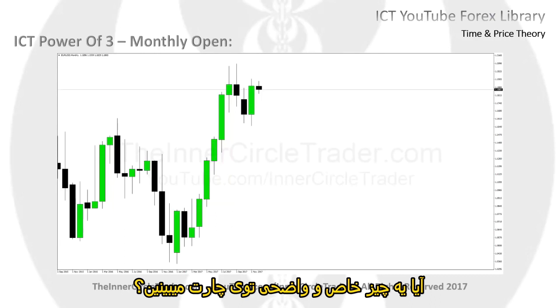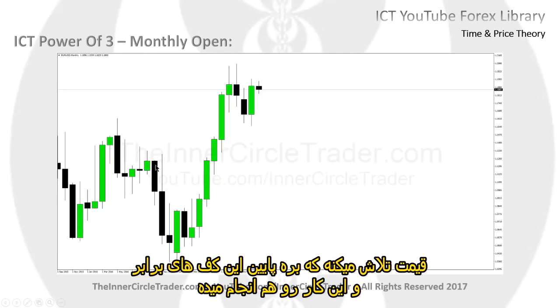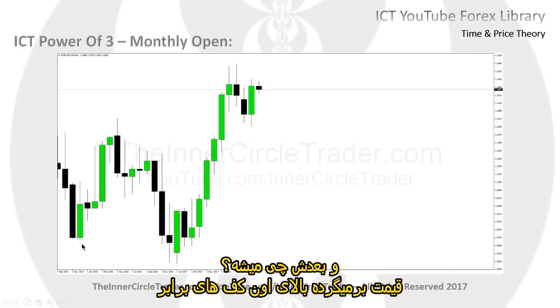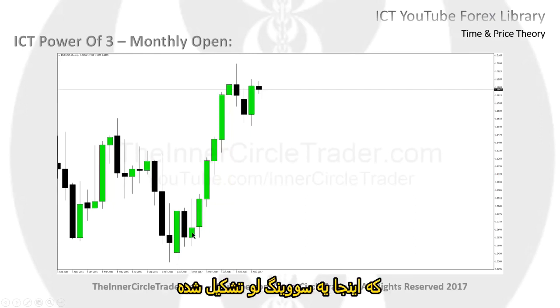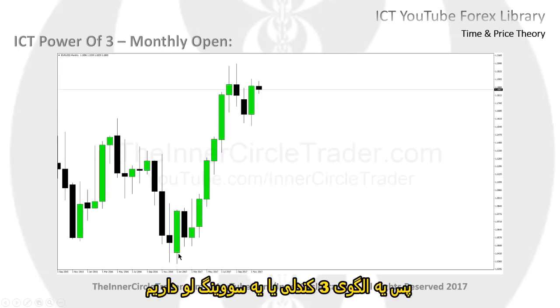So do you see anything that stands out in the chart? For instance, this old low over here. They're relatively equal. Price makes an attempt to drop lower, and it does in fact go below these equal lows. And then it does what? It trades back above those lows. And then we have a swing low form. We have a candle to the left with a higher low, a candle in the center, and a candle to the right. So there's our 3-bar pattern or swing low.